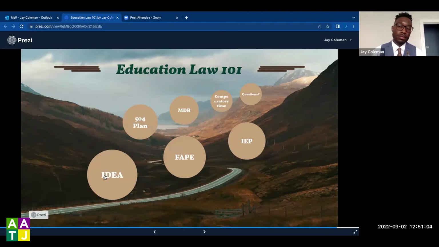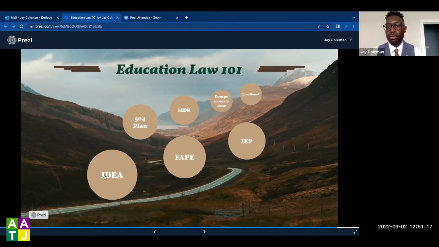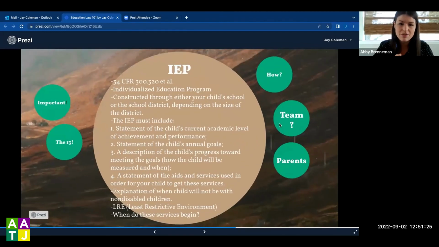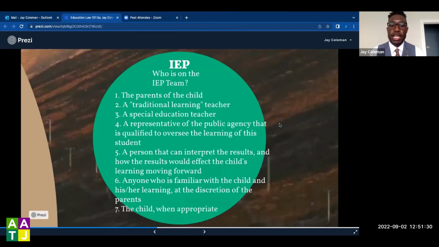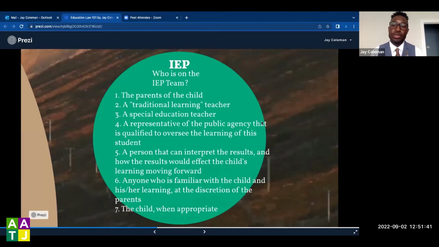Okay. So some questions, and they are referring to the slide that had the different members of the IEP team for that meeting. They wanted to know, you might have to refer to the slide, if this person can represent multiple roles, specifically the ones that you have listed as number 3, 4, and 5. So, the special education teacher, the representative of the public agency, and the person that can interpret the results.